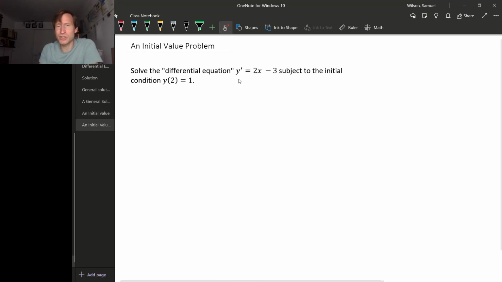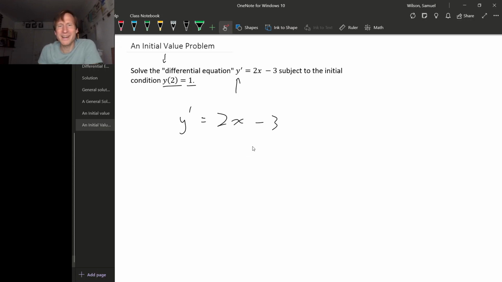Let's solve this "differential equation," y prime equals 2x minus 3, subject to the initial condition that y of 2 should be 1. Now I've put quotes around differential equation here because normally in a differential equation we expect to see the unknown function and its derivatives, but here we only see a single derivative of the unknown function y. So, officially, technically speaking, this is a differential equation, but this isn't a new sort of thing because y isn't on the other side of the equation.